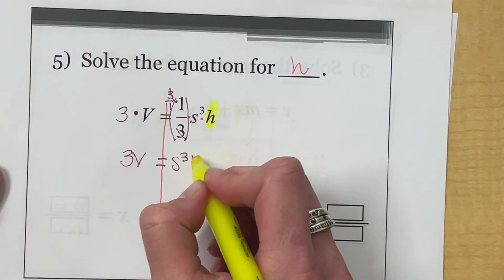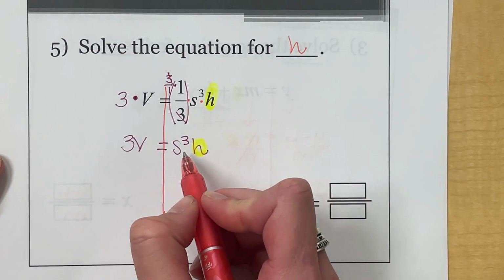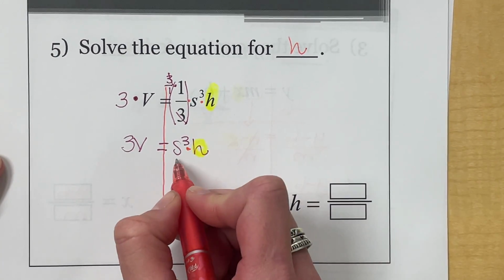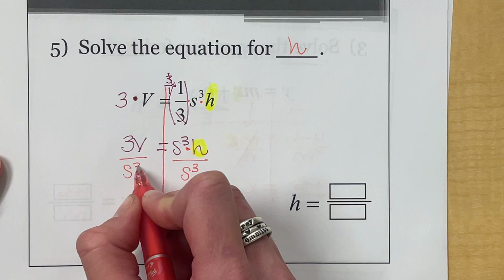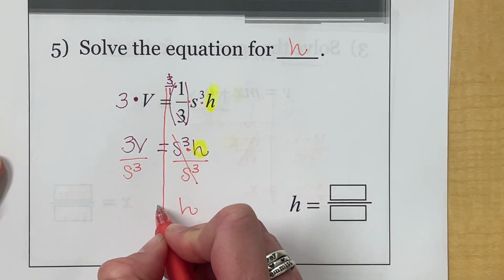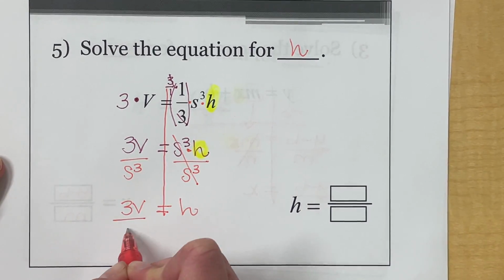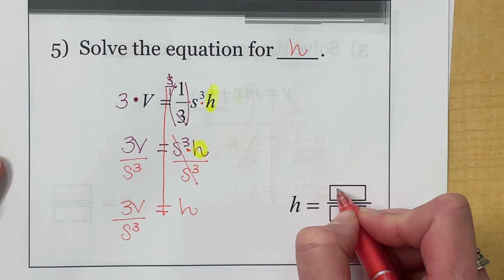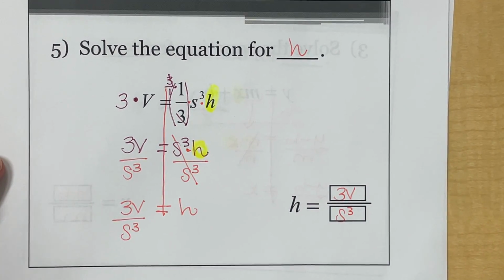Again, highlight your variable, that's h. It's attached to the s to the 3rd power by multiplication. So to undo the multiplying, I need to divide by s to the 3rd on both sides. That will cancel out and leave me with just h. Over here, nothing cancels. I just have 3v over s to the 3rd. And I can rewrite that over on this side as well, just so it looks nicer.